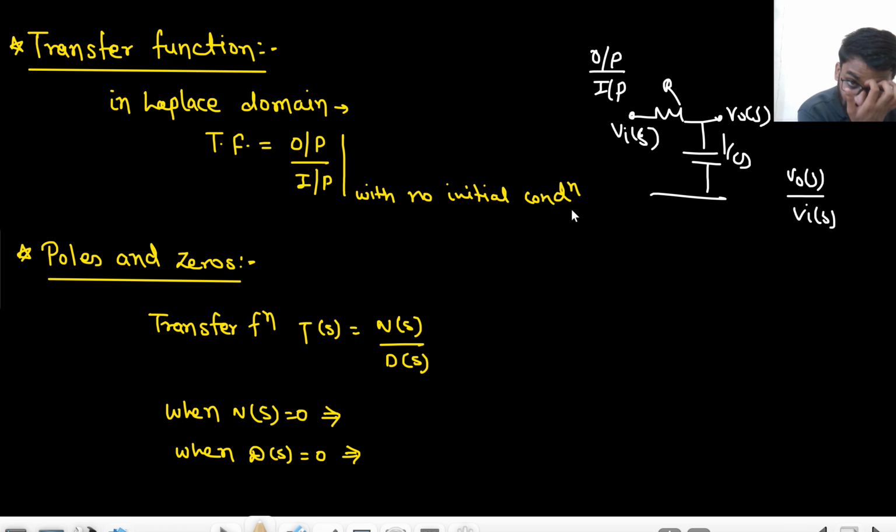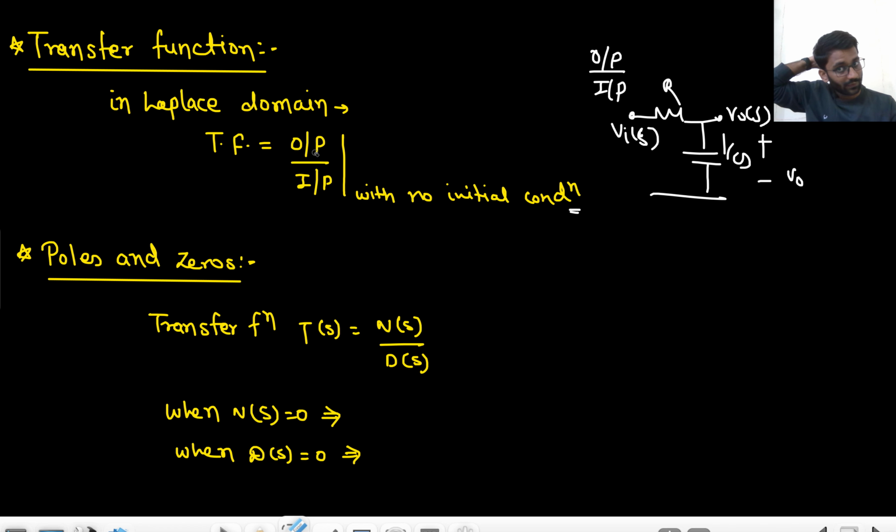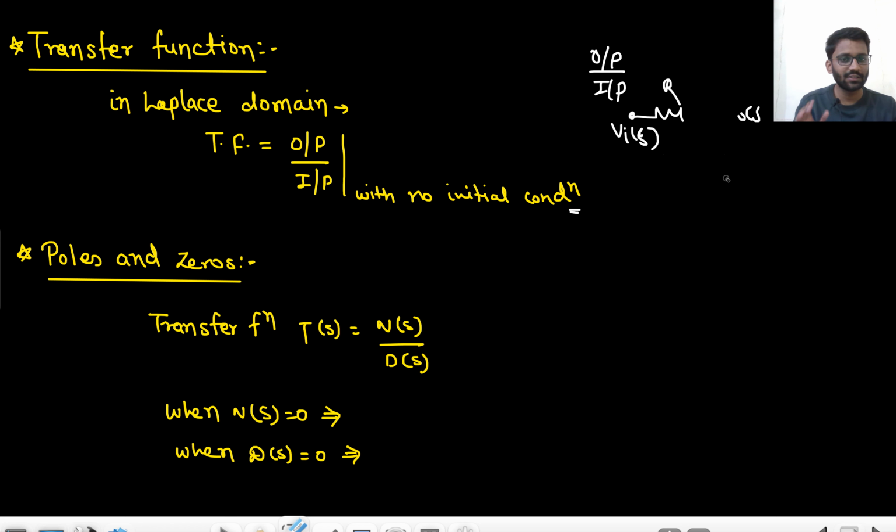But one thing is there, with no initial condition. So initial condition should be nullified. Let's just assume if it was having initial 5 volt voltage, I would have written 5 by S. So this should be 0. If it was having some initial current, in case of inductor, there will be some initial current. So anything that is there initially should be nullified. So output by input with zero initial condition, this is what we call transfer function.